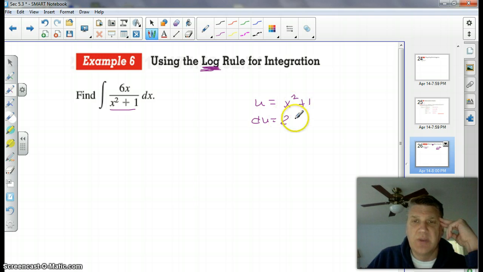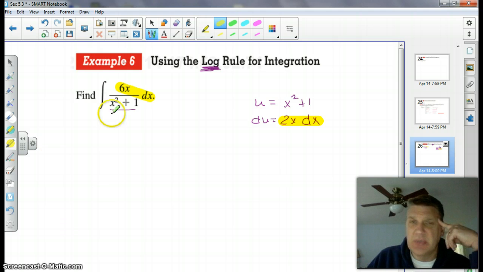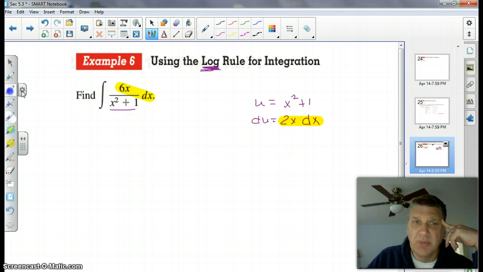The derivative of x squared is 2x dx. And the reason why you write dx is because you took the derivative of u. So I'm going to replace part of this 6x dx with 2x dx. But I notice that we're missing a little piece because it's not identical. This is 6x and this is only a 2x. So it looks like I need to multiply both sides by 3 in order to make everything equivalent. So I get an equivalent statement.